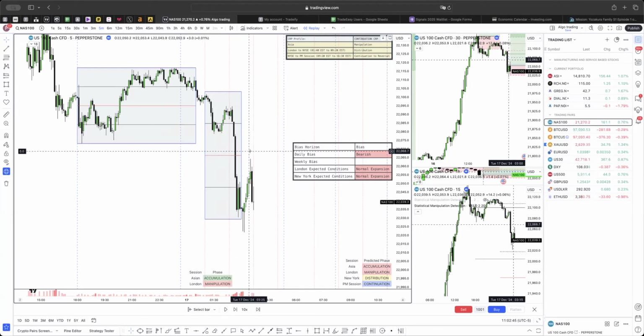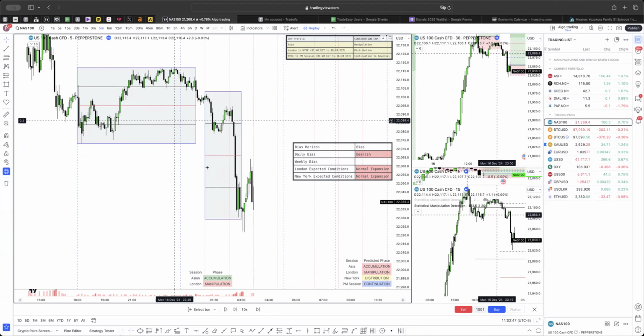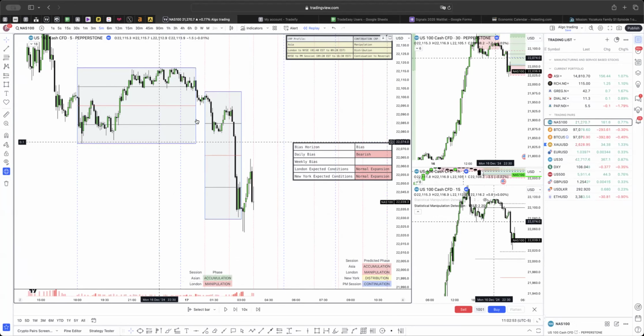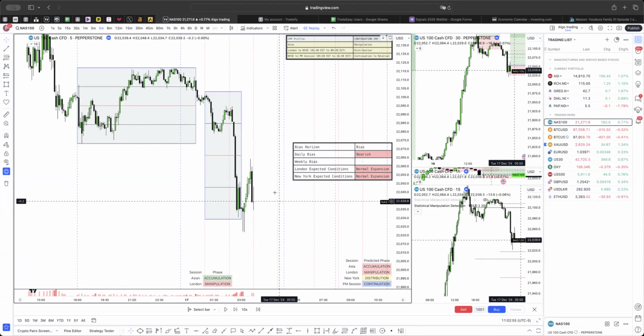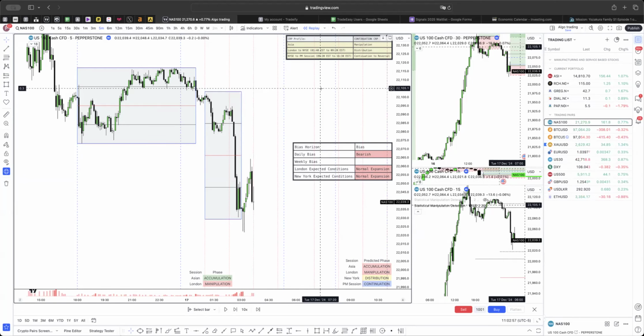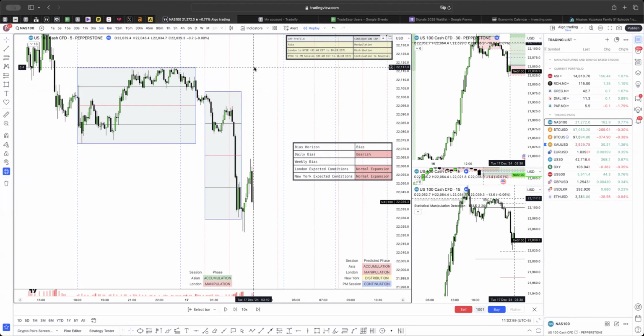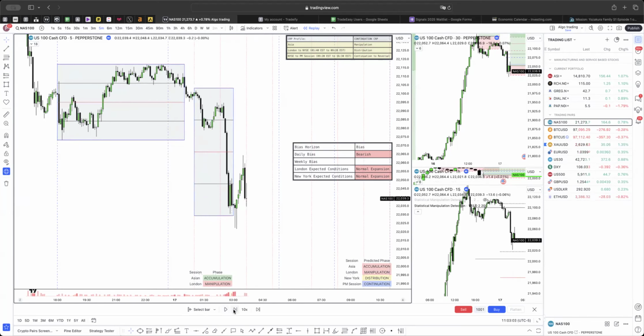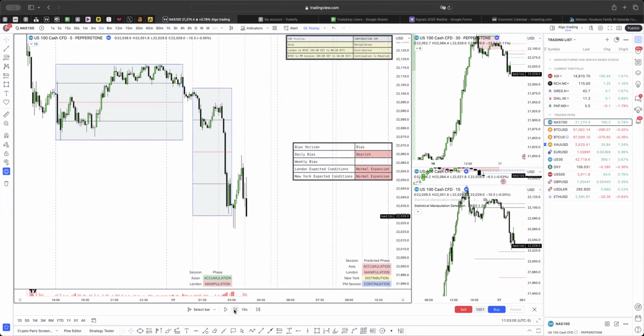This is a classic AMD. So we need to see price go up, right, because London is supposed to be a manipulation because Asia is accumulation. When we take out the Asian low, we are expecting to see price trade higher and at least come at or above the Asian high. So in this case, 340 is here. Let's play this. Find an IFVG.